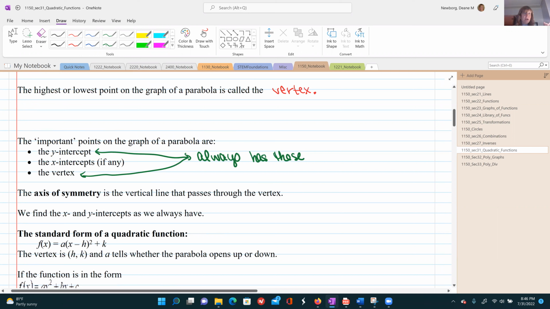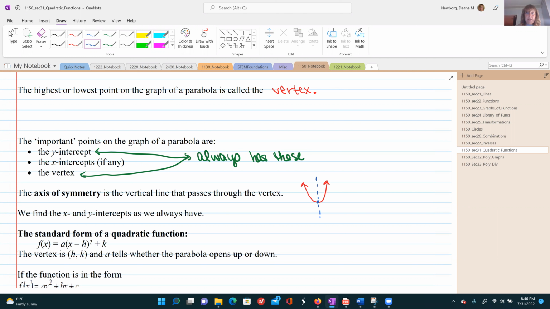Another important feature of the graph of a parabola is called the axis of symmetry. The axis of symmetry is the vertical line that passes through the vertex. So if our parabola opens up, the vertex is the lowest point on the graph, and the axis of symmetry is the vertical line through that. It's like the line that cuts the parabola in half.